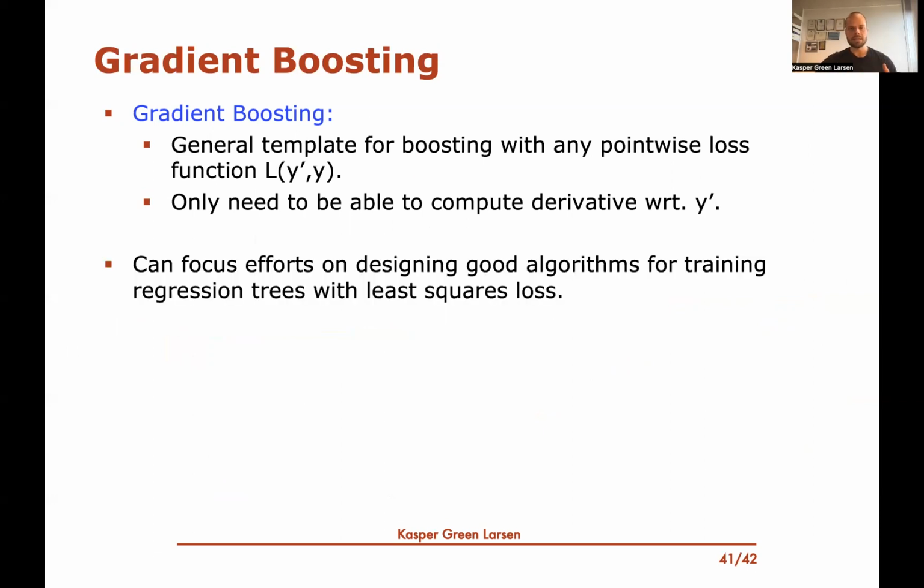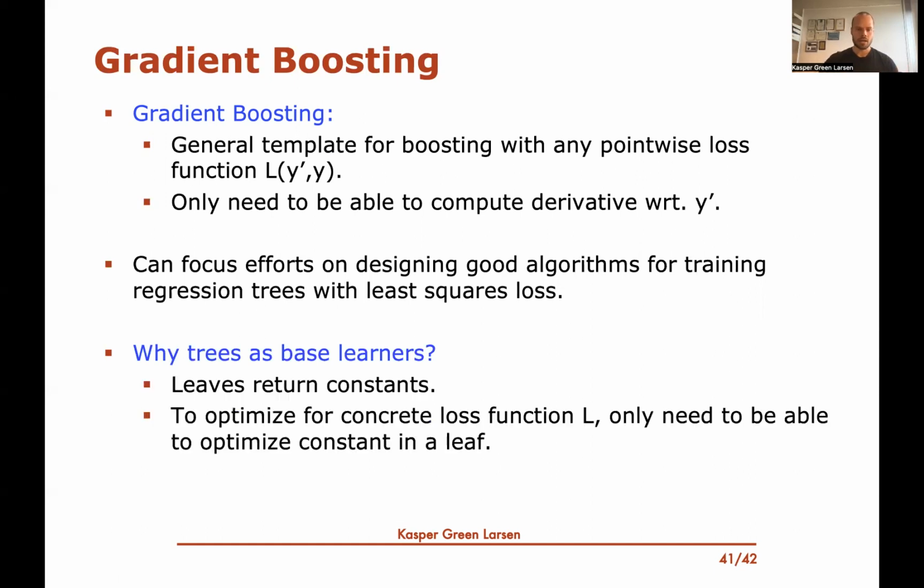And so what this means is that since it's just a template that works for any pointwise loss function, if you want to implement and optimize it, you can focus on being really good at training regression trees with least squared loss. You can just focus on this one task. And of course, you could ask yourself, why do I use regression trees as base learners in gradient boosting? The point is that the leaves inside a regression tree return constant values. You always end up in a leaf and then you return a constant value.